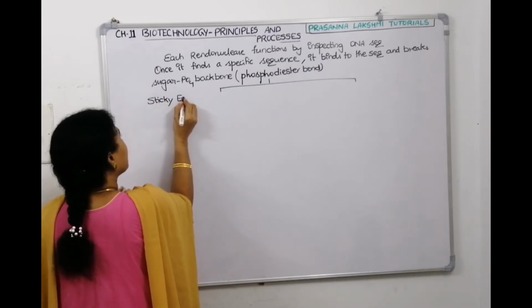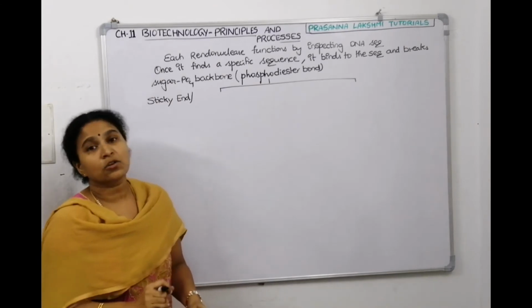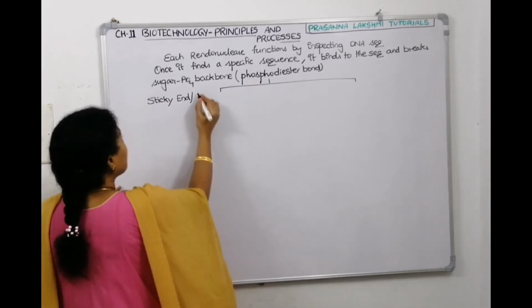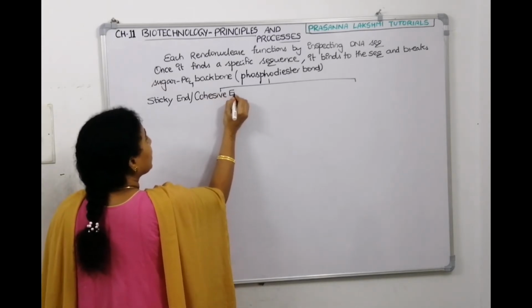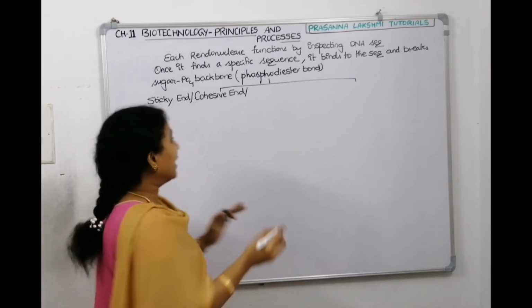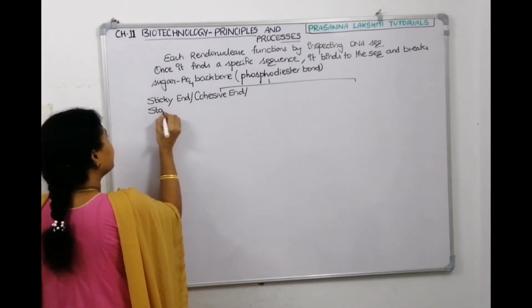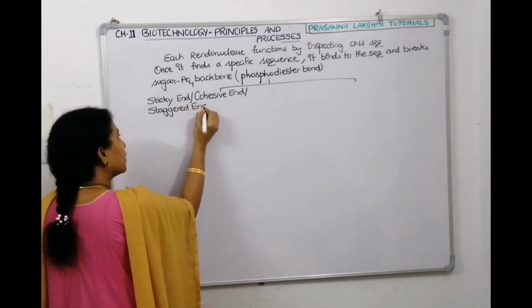Sticky ends. There is another name for sticky end. Sticky end is also called cohesive end. It has another name also. It is called staggered end. These are the synonyms, okay.